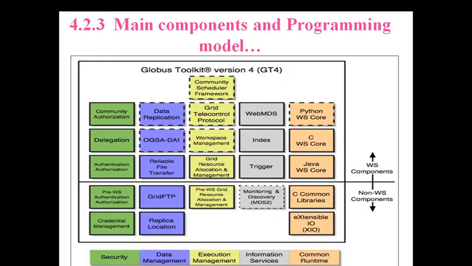Next, the main components and programming model. So what are the main components that are going to be addressed in GT4? See, whatever functionality I have explained now is divided into 5 categories. We have a lot of services the grid is providing, but every service comes under one of the 5 categories. Those are security, data management, execution management, information services, and finally common runtime. I repeat, those are security, data management, execution management, information services and common runtime.